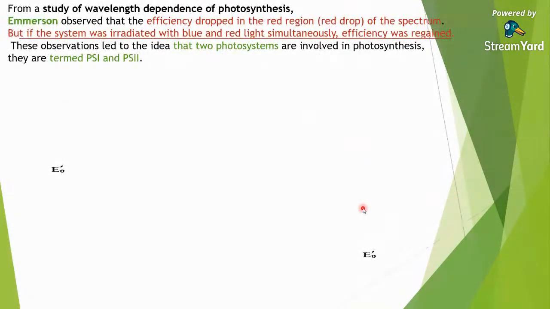Now, from a study of the wavelength dependence of photosynthesis, Emerson observed that the efficiency dropped in the red region of the spectrum. But if the system was irradiated with blue and red light simultaneously, then the efficiency was regained. These observations led to the idea that two photosystems are involved in photosynthesis, and they are termed photosystem 1 and photosystem 2.